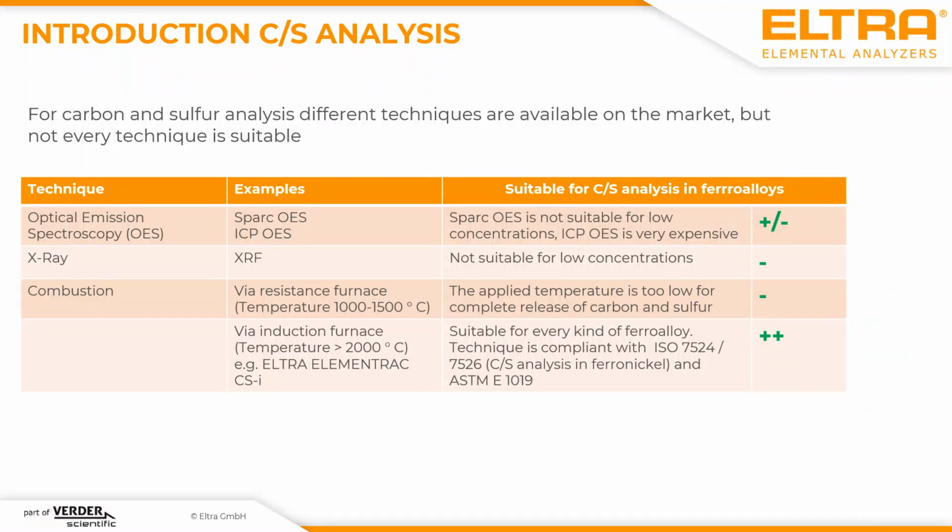The common technique to analyze carbon and sulfur with combustion analyzers is the utilization of induction furnaces, for example the Elementrac CS and HP2. In principle, they are using the same induction principle as in a household, but the applied power is much higher. How it works in daily practice, I will show you in the following.